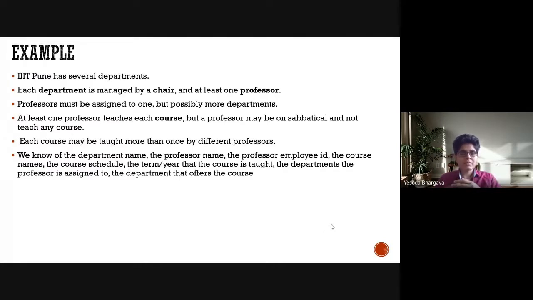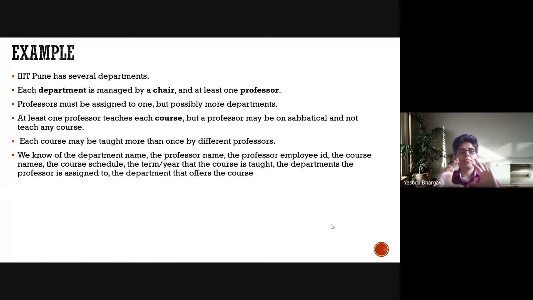This usually happens when there is a shortage of resources and the departments are more, so people are handling multiple responsibilities. And at least one professor teaches each course, but a professor may be on a sabbatical and not teach any course. And each course may be taught more than once by different professors.